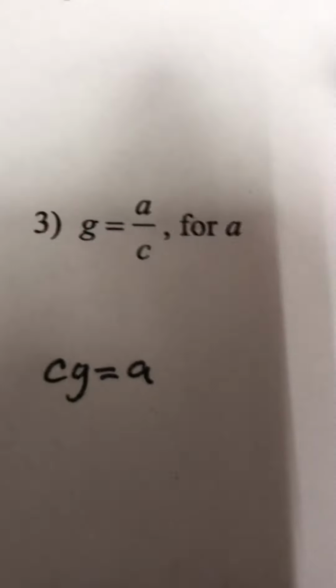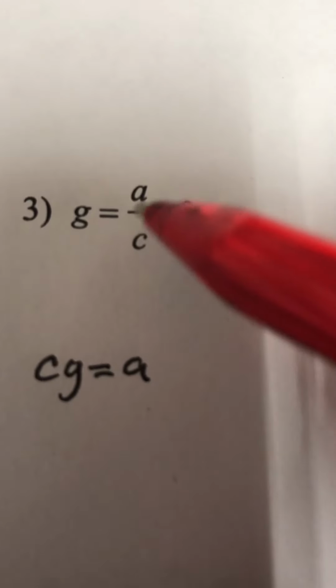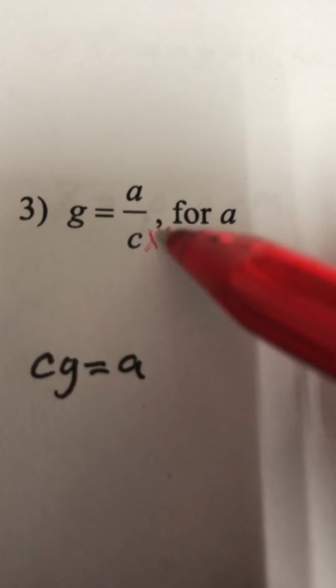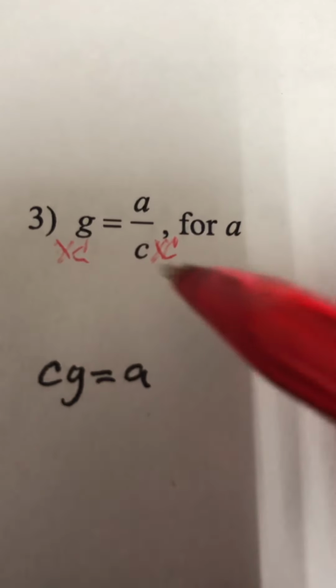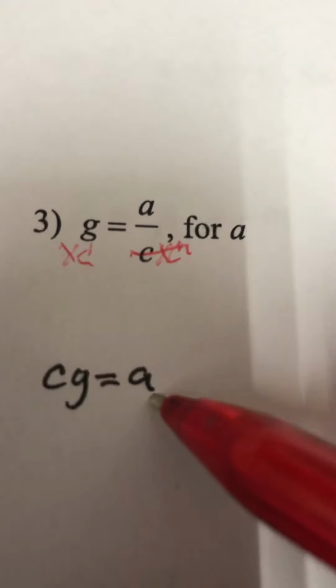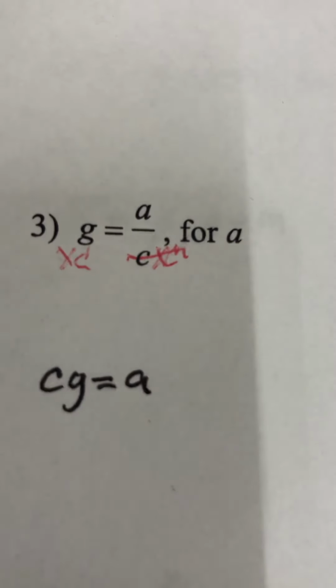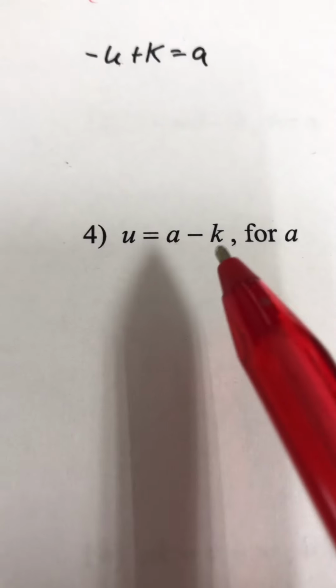Number 3. I'm solving for a, so in order to solve for a, I've got to multiply by c, so these cancel out, I get a by itself, and I get c times g. Try 4 on your own. What you're going to do is just add k to both sides, so you'll have u plus k equals a.